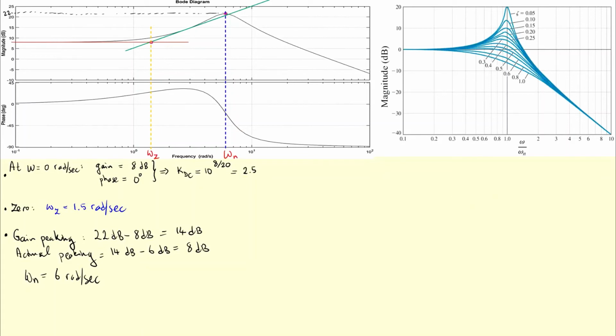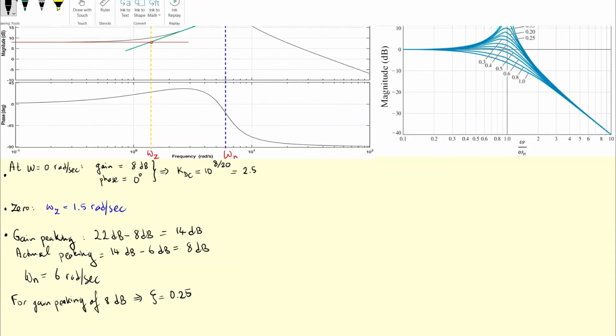So I will just use this peak value here. As you can see, that is for 0.25 zeta. I will use that. So for a gain peaking of 8 dB, the damping ratio from the graph is almost 0.25. Is it exactly 0.25? I don't know. I just estimated. Of course, there's a formula for that, but with the plot, we can move much faster.